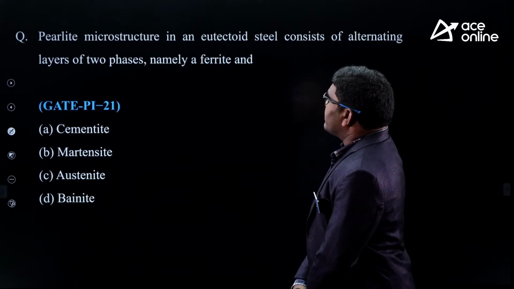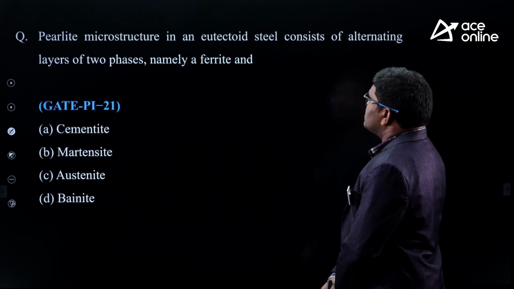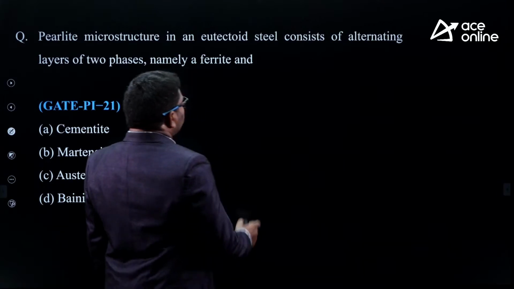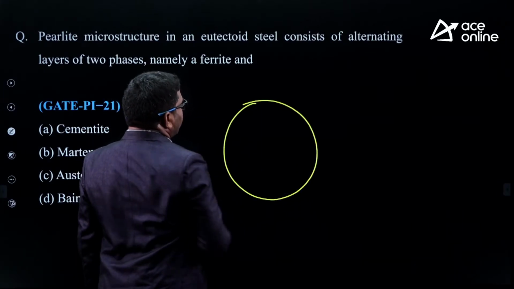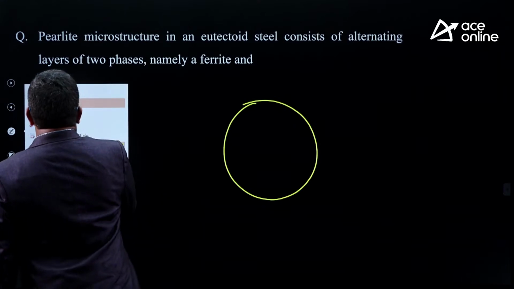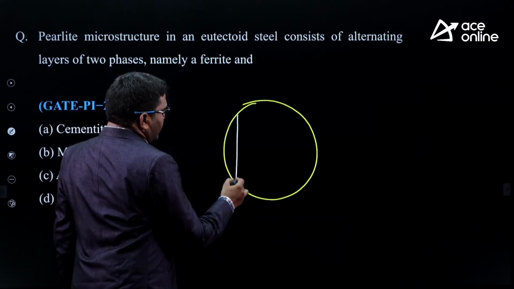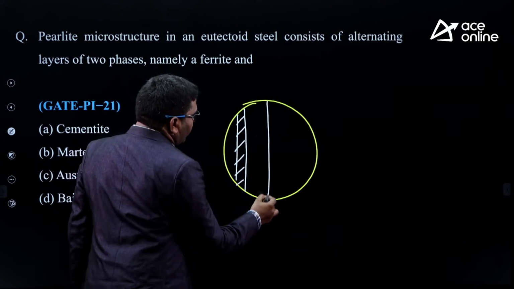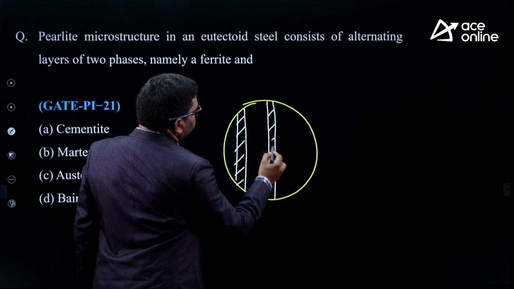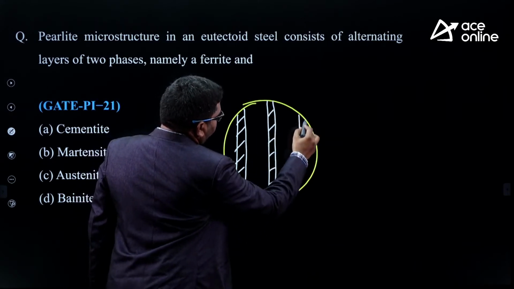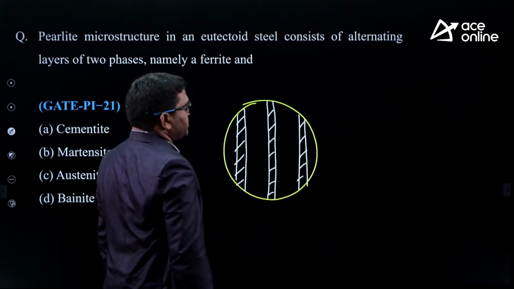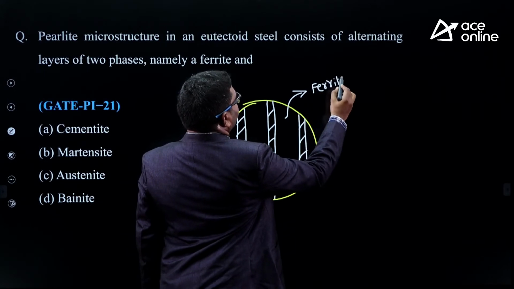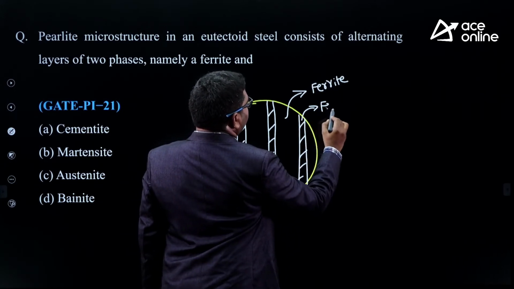Now, the pearlite microstructure in eutectoid steel consists of alternating layers of two phases, namely ferrite and cementite. The microstructure of pearlite is like a fingerprint structure. In a pearlite material, thin lamellar forms of cementite are surrounded by alpha iron, or ferrite. Now, this is a pearlite microstructure. Here, this is ferrite or alpha iron, and this is cementite.